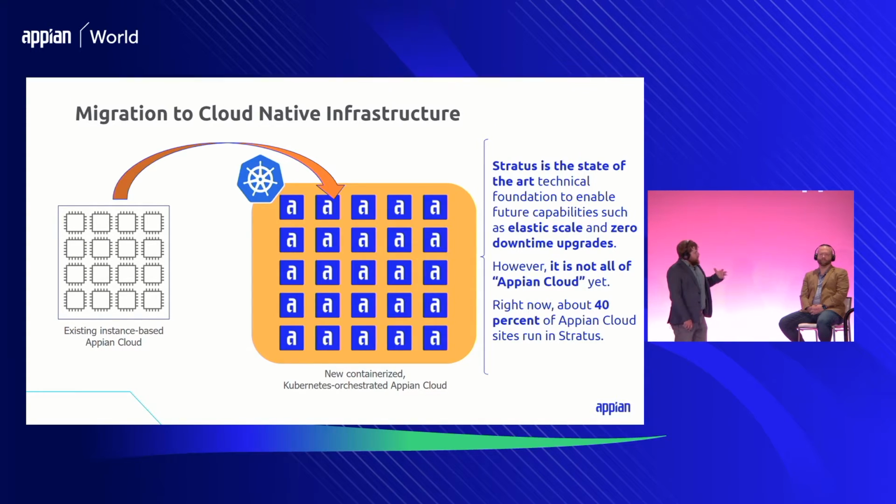Stratus is what we're calling our state-of-the-art technical foundation. It allows us to enable future capabilities such as elastic scale and zero downtime upgrades, but it's not all of Appian Cloud, like I said. We're actually about 40% of the way through migrating customers from the first generation of Appian Cloud into Stratus, into the native Kubernetes architecture. We expect that to be done by the end of the year. And if you haven't heard about it, you will for sure.